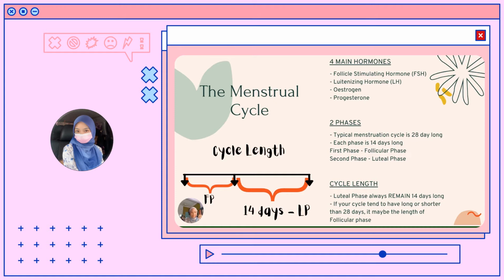There are two phases that occur. A typical menstrual cycle is 28 days long, and each phase is 14 days long. The first phase is called the follicular phase, and the second phase is called the luteal phase. The length of the cycle, especially the luteal phase, always remains 14 days long. But if your cycle tends to be longer or shorter than 28 days, it may be the length of the follicular phase.